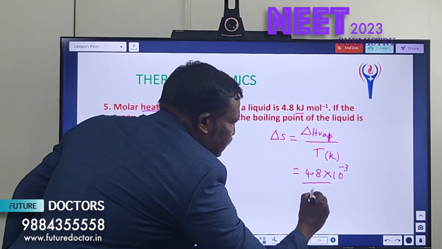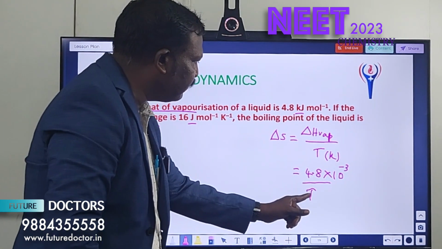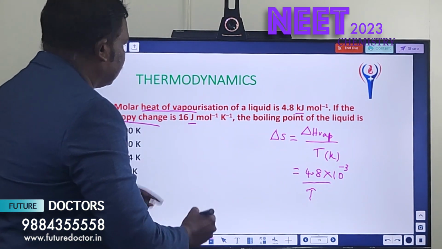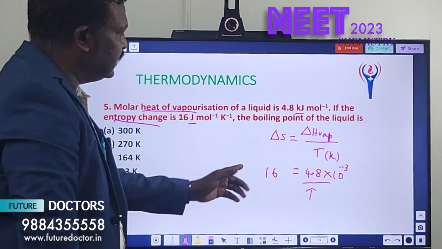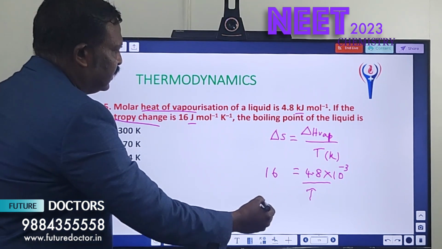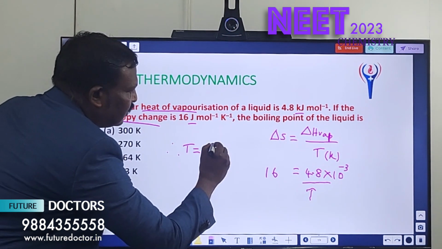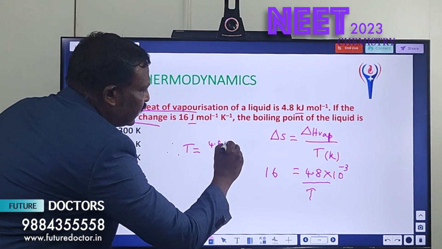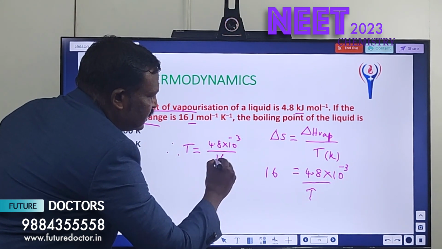Temperature only they're asking: the boiling point of the liquid. We have to find only the temperature. Delta S is what? 16. Understood? Now interchange. That's all. You following? Therefore, T is equal to what? 4.8 into 10 power minus 3 by 16.